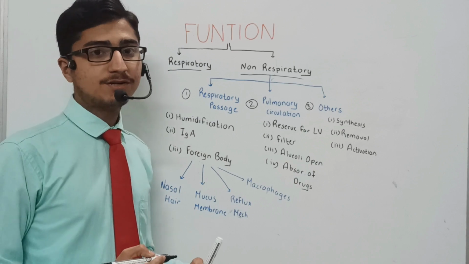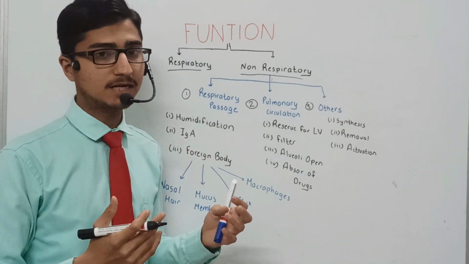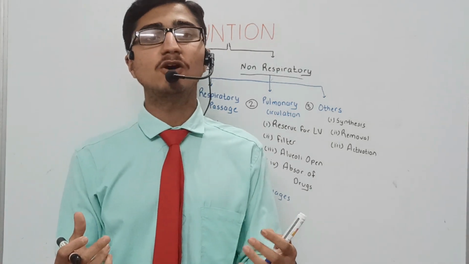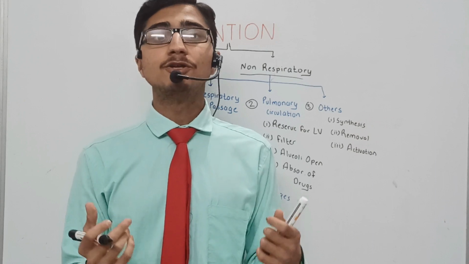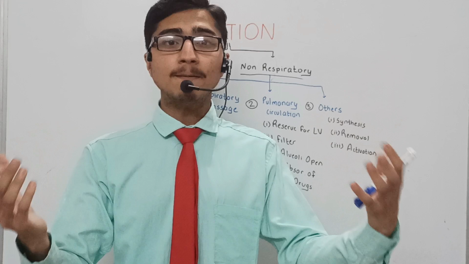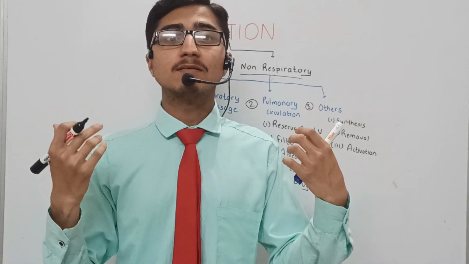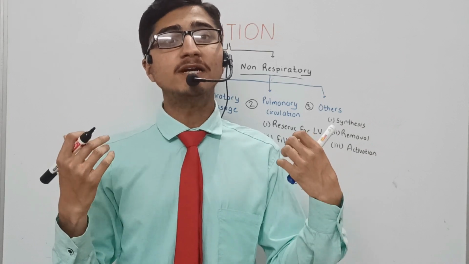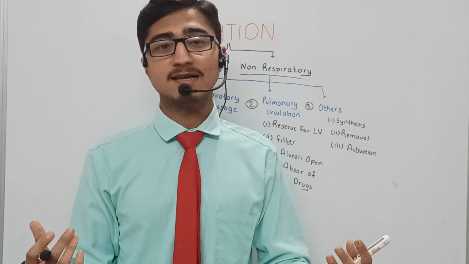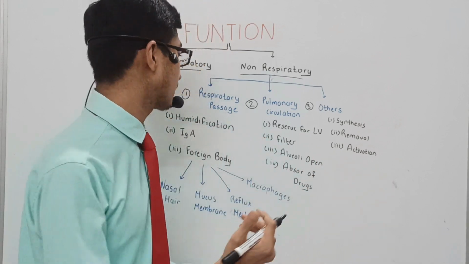Number one, respiratory passage. The first function which comes under respiratory passage is humidification. Now, what is the meaning of humidification? Humidification is the process in which the temperature of air which is outside the body is taken to the temperature of the internal body before the air reaches the alveoli. This covers the function of humidification.